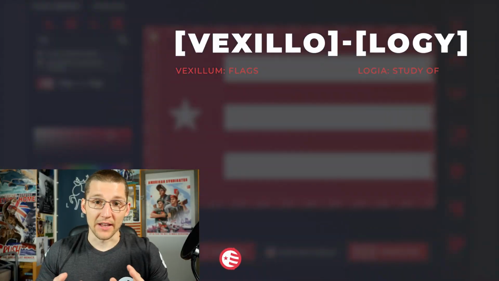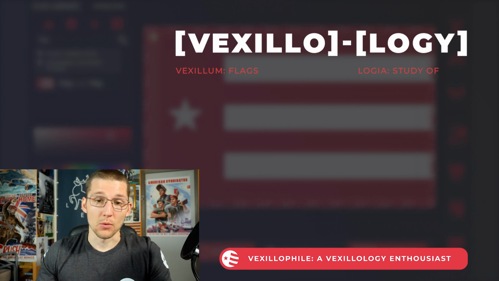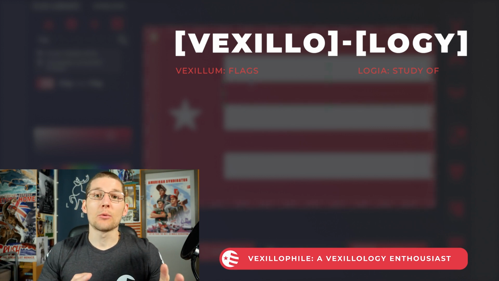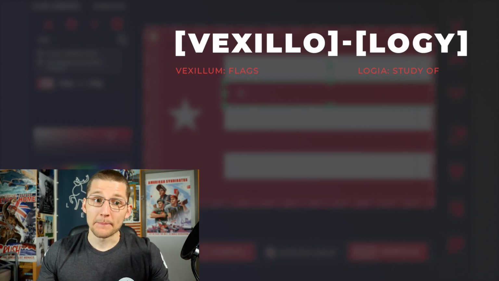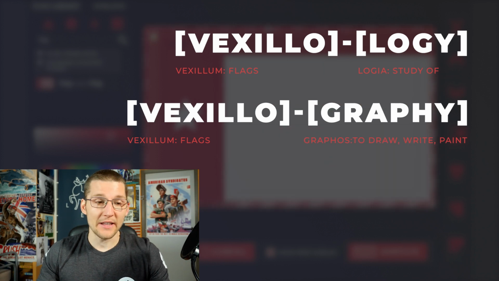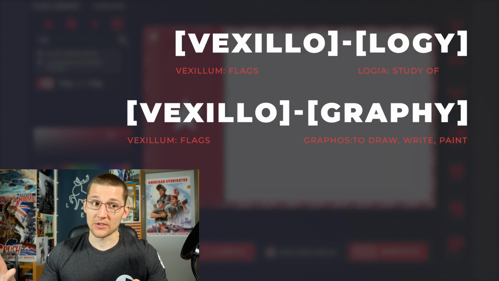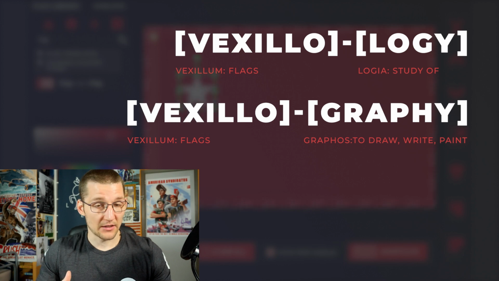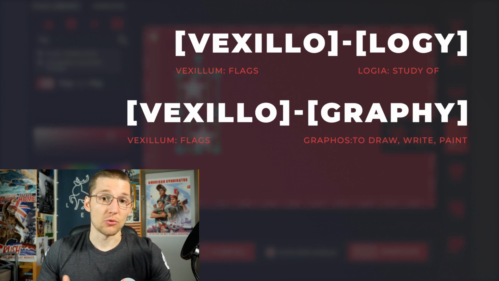What is vexillology? Vexillology is the study of flags. The word is a synthesis of the Latin word vexillum, which means flag, and the Greek word logos, which means study. The term vexillography is also used, which is then a Latin translation of vexillum, flag, and the Greek verb graphos, which means to draw, to sketch, or to write.